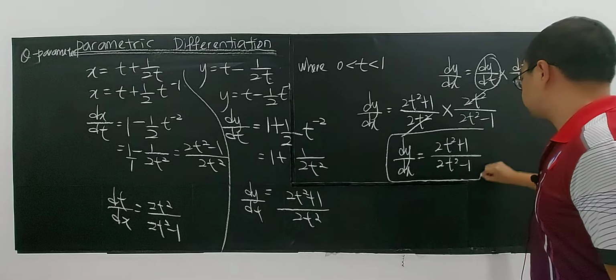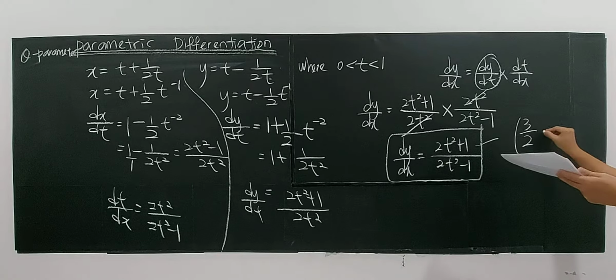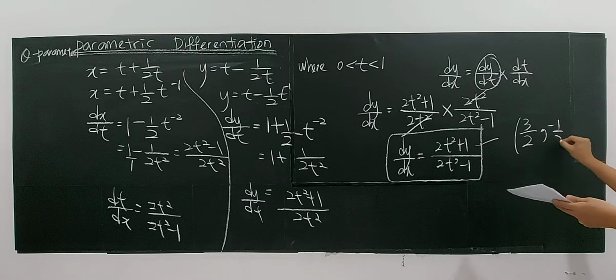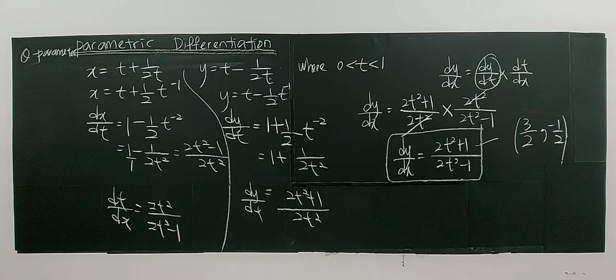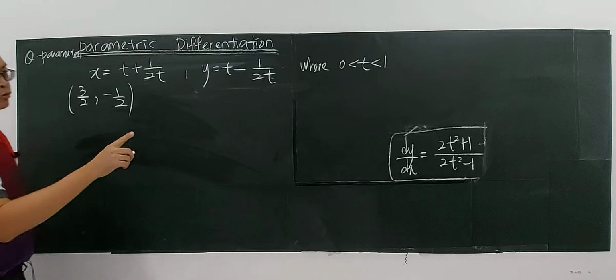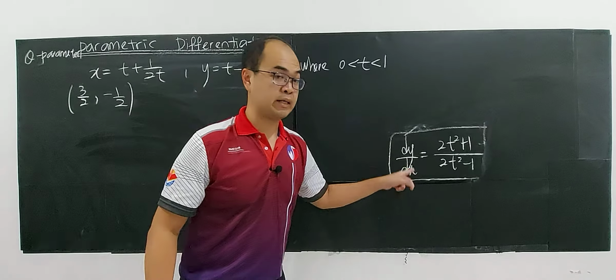Okay, if you continue reading, the question wants you to find the value of dy/dx at the point 3 over 2, negative 1 over 2, right? Okay, let's see how to solve this type of question. Let's evaluate dy/dx at this point. You know that you need the value of t to find dy/dx.